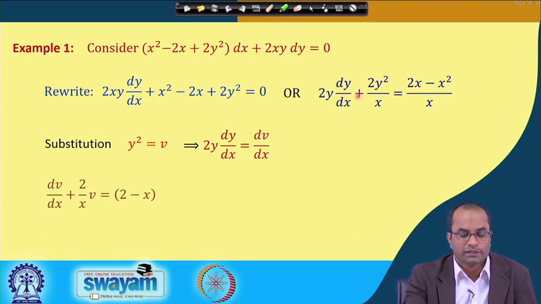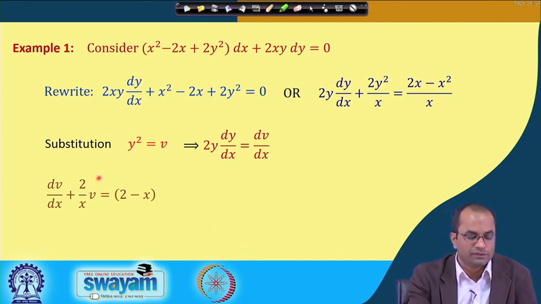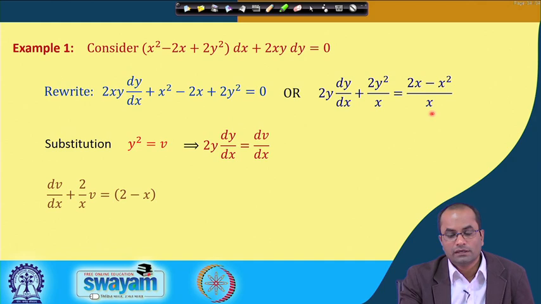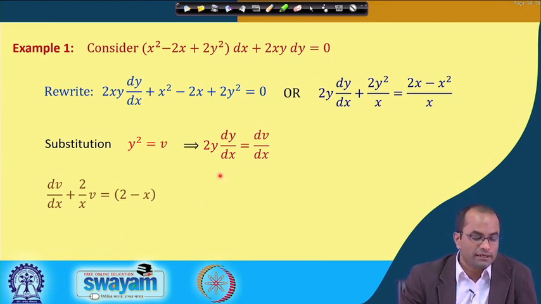So, this term will become dv over dx, then we have 2 over x term together with this y square, which is v, and the right hand side will be 2 minus x. So, this x when we divide we will get 2 minus x there. So, this is the linear equation in v, and we know how to solve a linear equation in v.